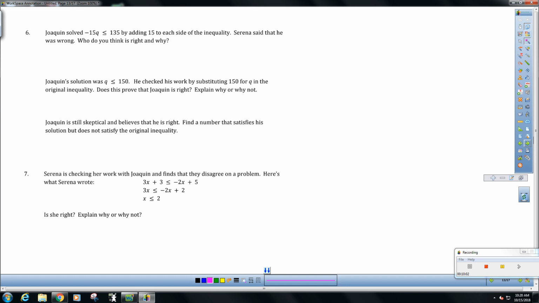All right, number 6. Joaquin, he needs to get his act together. He solved that by adding 15 to each side. Serena said he was wrong because he is. How do you get rid of multiplication? You would divide each side. So, once again, Serena is right. Okay?